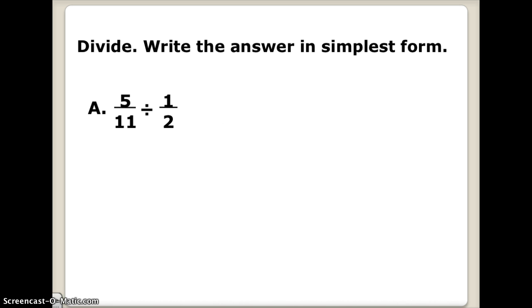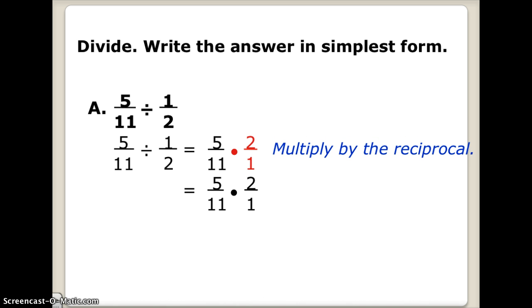So let's try it. 5/11 divided by 1/2. Following our steps, we leave the first fraction as 5/11. We take the reciprocal of 1/2, which is 2/1, and we set it up as a multiplication problem. We look for any simplifying. In this case, there is none. We multiply 5 times 2 and 11 times 1 and get 10/11.